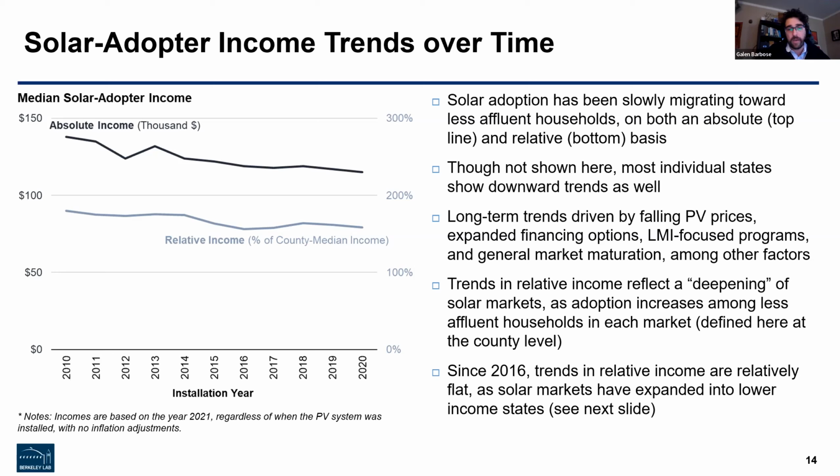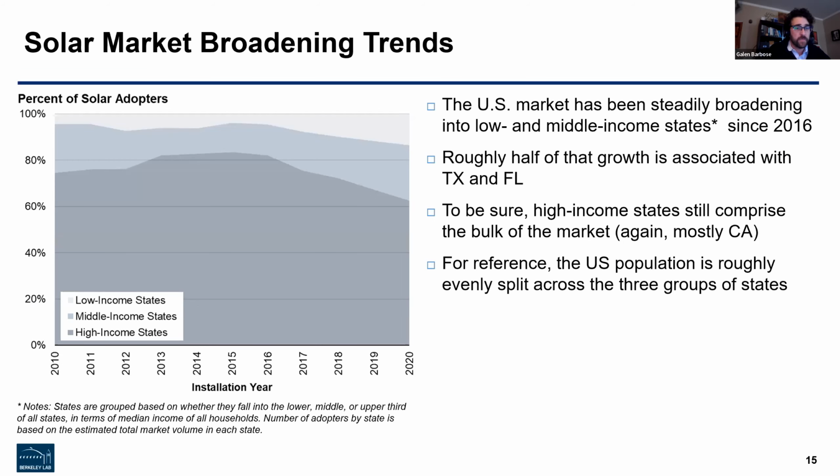And then on the next slide here, we show how this broadening has manifested, at least at the state level. And to do that, we basically just divide all states into three different groups based on median state level incomes. So we've got low income states, middle income, and high income states. And the figure here simply shows the distribution of solar adopters across those three state groupings. And what you can see here is that since about 2016, there has been this fairly steady increase and movement in solar adoption towards lower and middle income states.